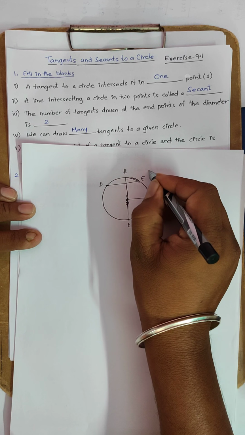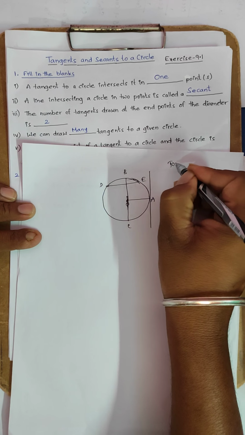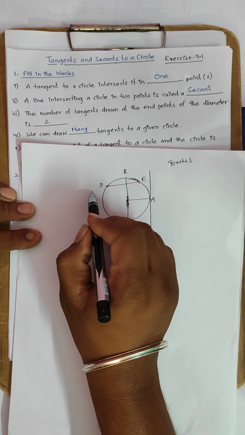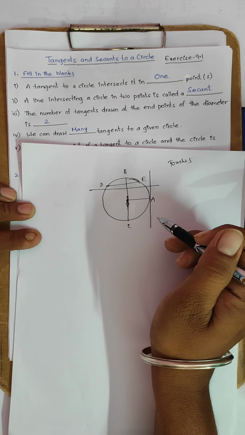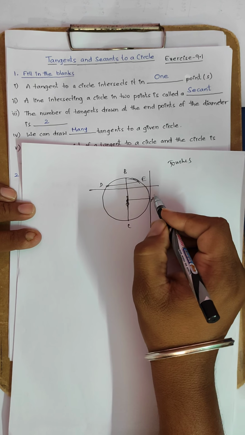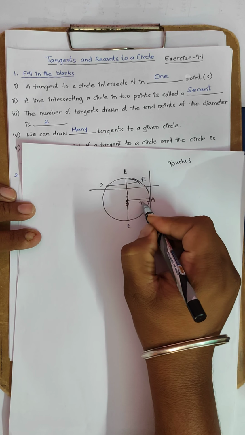Which line touches the circle, that is called a tangent. Which line passing through the circle is called a secant. The relation between a tangent and a radius is 90 degrees.